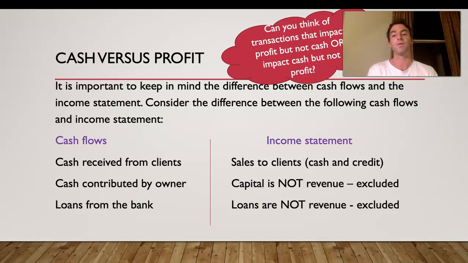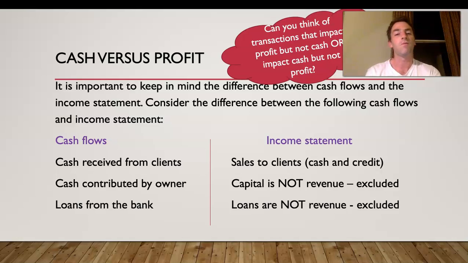Here are some examples. Cash inflows are typically cash received from clients, and there is cash received by the owner, or we might have a loan from the bank that increases cash. Loans are not revenue though. So it is a cash inflow, but it is not revenue. Cash contributed by the owner is what we can call a capital contribution, and that is not revenue. It is specifically excluded from the definition.